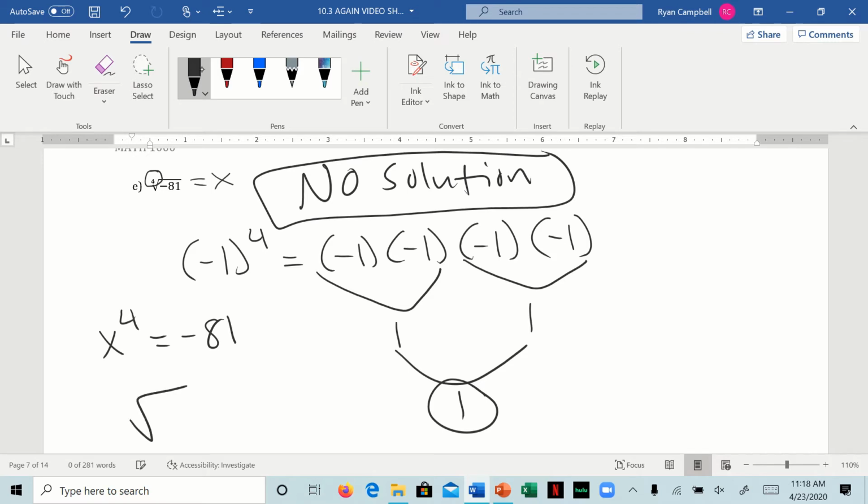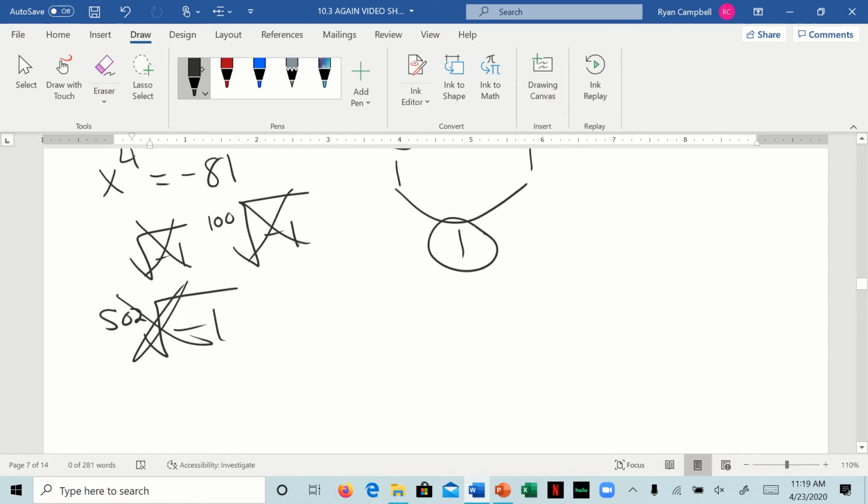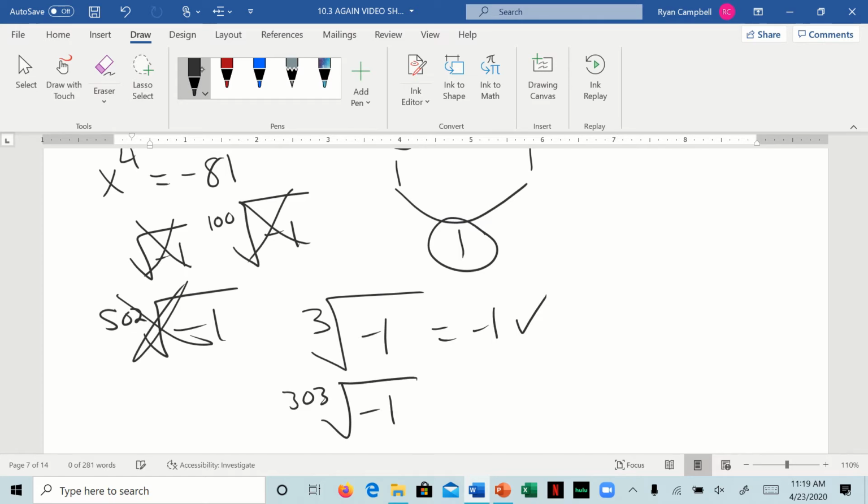Just like how you can't do the square root of -1, you also can't do any even index. So the 100th root of -1 also doesn't work. The 502nd root of -1 doesn't work, because 2 makes it even. So you can only have a negative if it's an odd index. So the cube root of -1, that's okay. The 303rd root of -1, that's okay, right? You can just always bring those out.